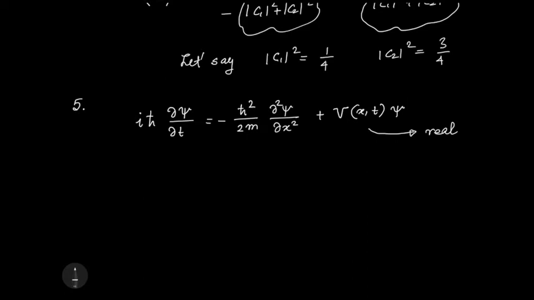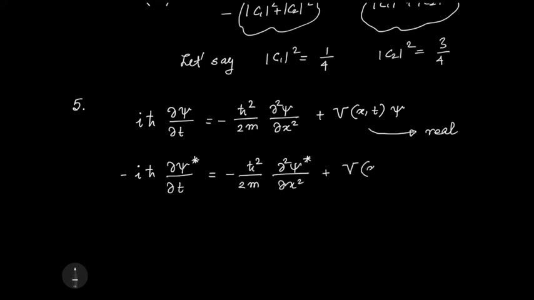If I take the complex conjugate of this equation, I will become minus i, and psi will become psi star. So the complex conjugate I write with the star, right? Here I will get h cross square by 2m del 2 psi star del x2. Remember V is real again, so V will remain V, and then psi star.